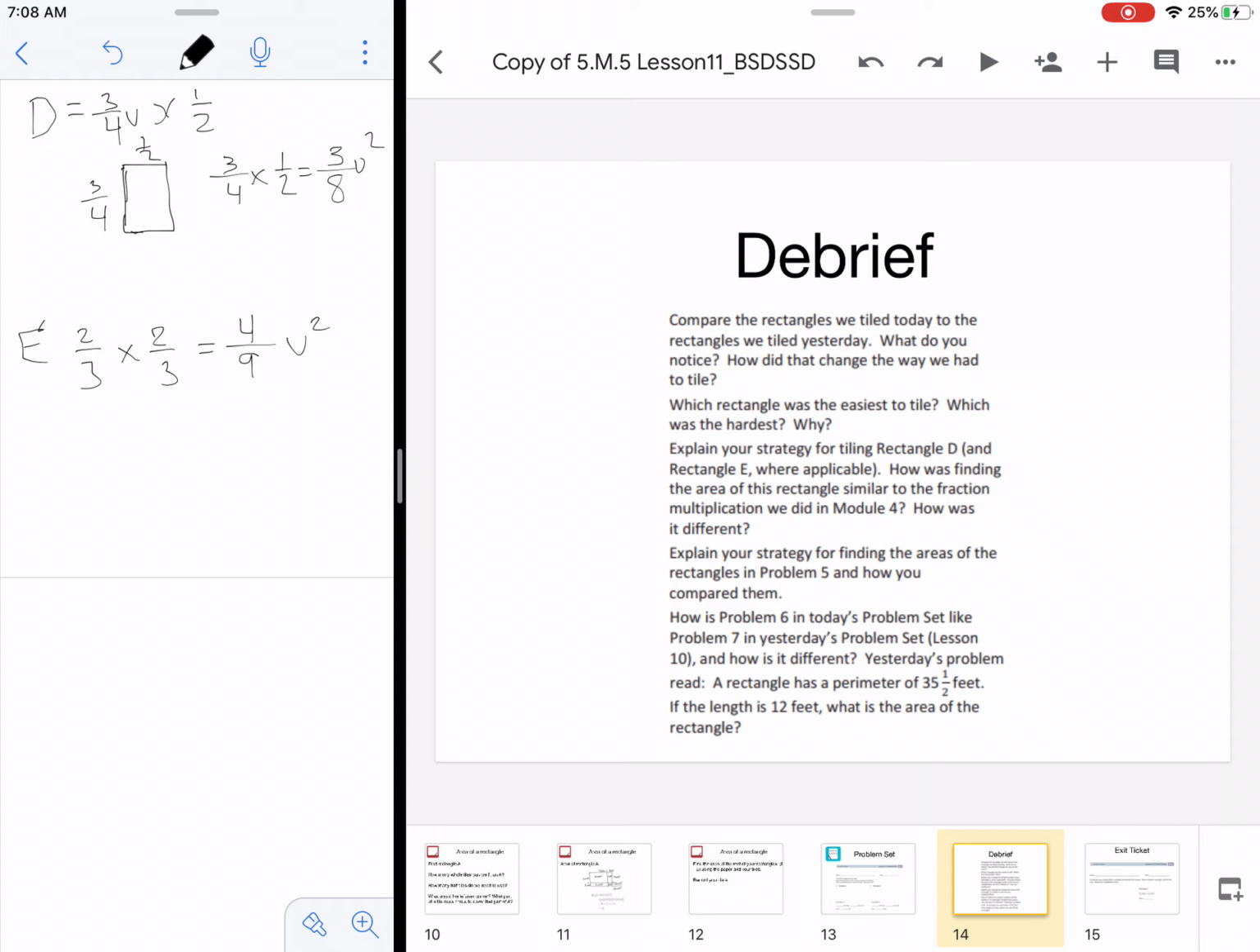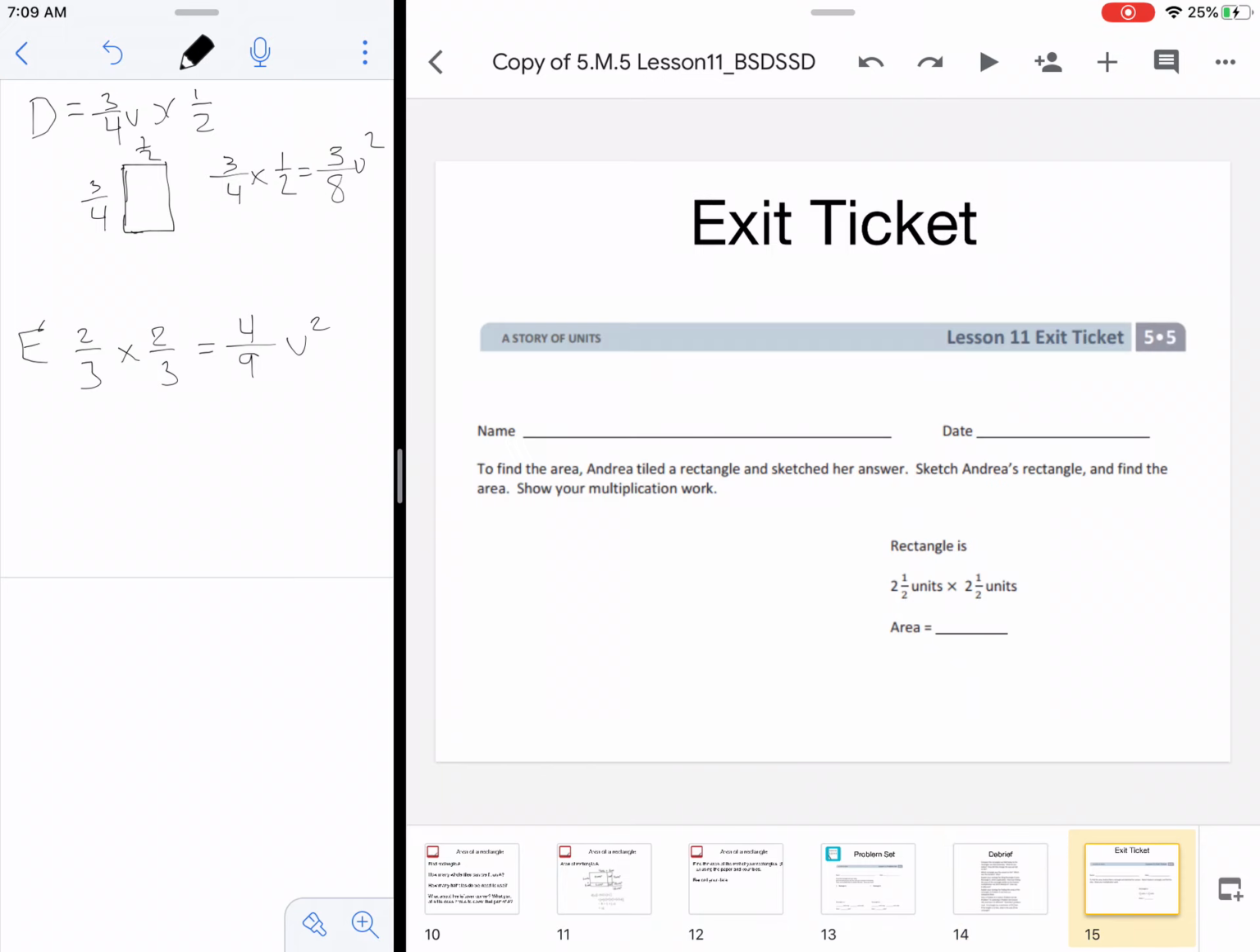So compare the rectangles that we drew today to the ones that we did yesterday. How did it change? Okay, it changed because both sides had fractions, right? Instead of just one. And then you will be doing your exit ticket today, your lesson 11 exit ticket. So it says that you do have to sketch the rectangle and find the area. Good luck, everyone.